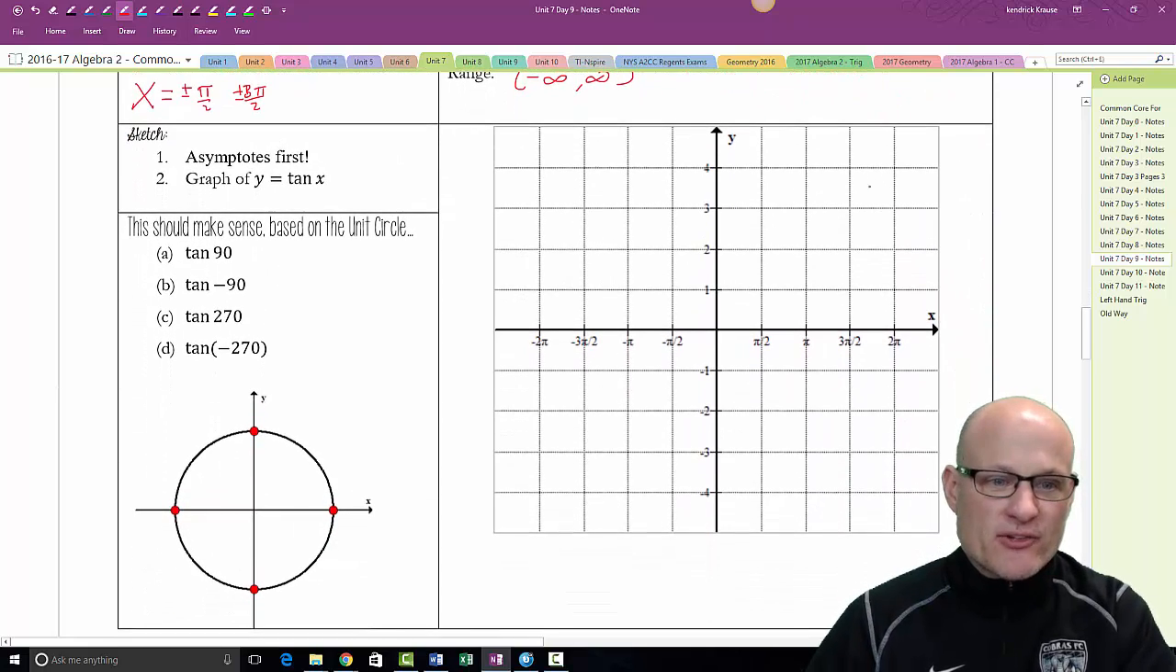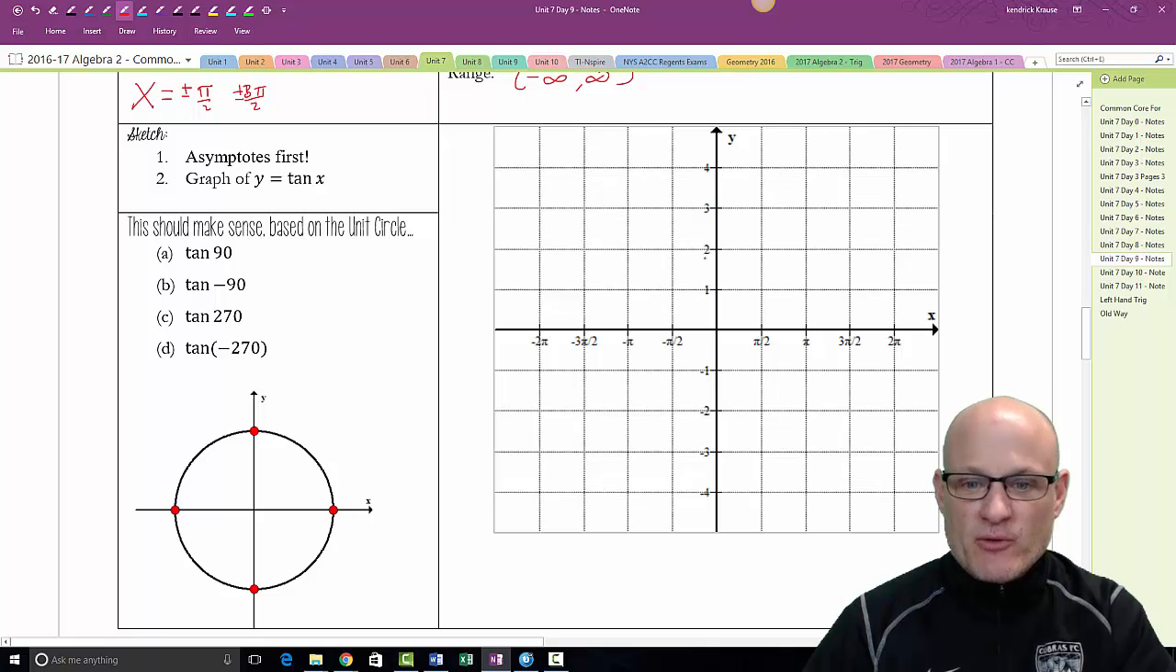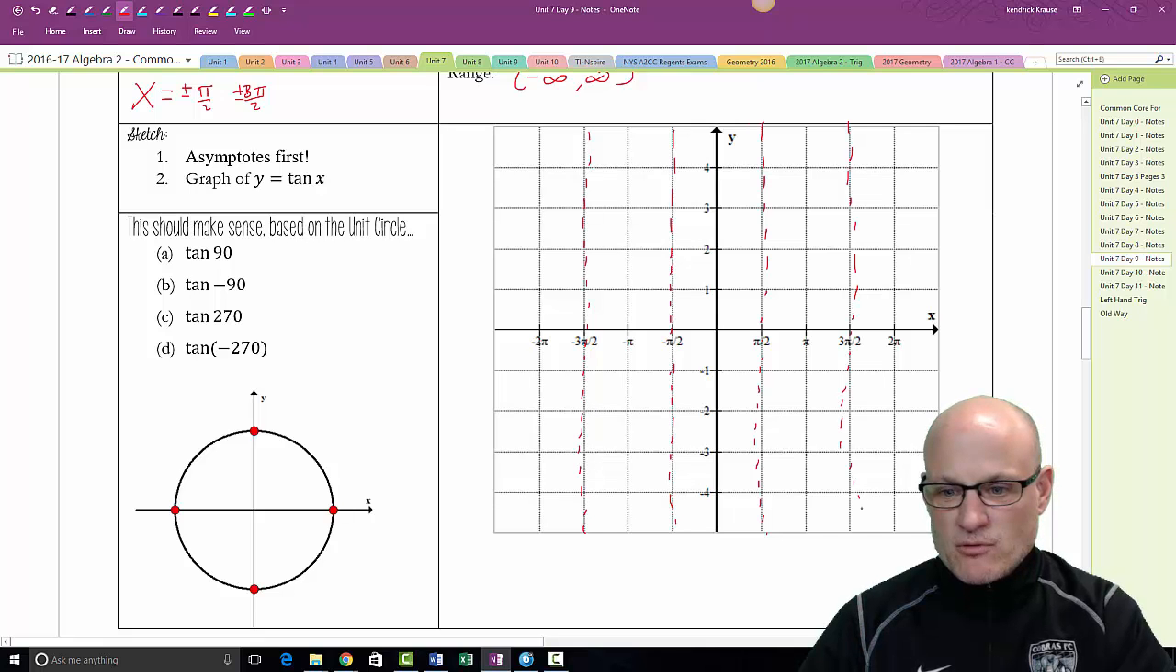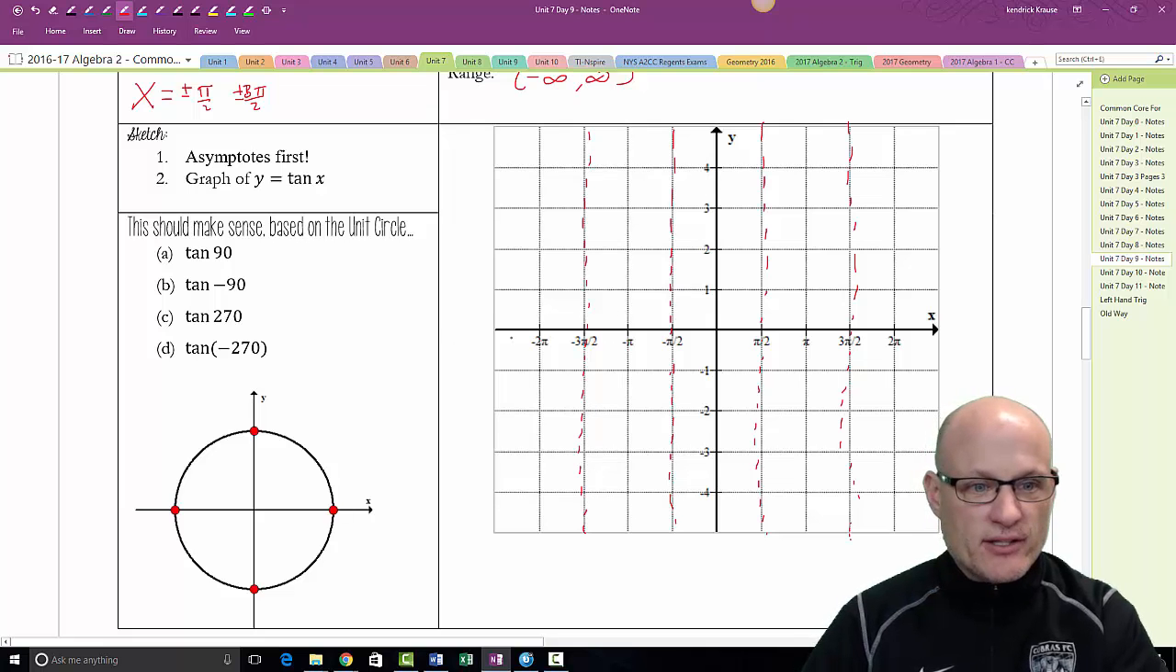So what we're going to do is sketch our asymptotes first. And we've already talked about what our asymptotes are. Our asymptotes are at pi over 2, at negative pi over 2, at 3 pi over 2, and at positive 3 pi over 2. And that looks like a drunken sailor drew it. That's craziness. All right, so those are our asymptotes.